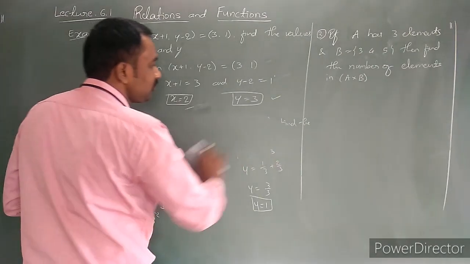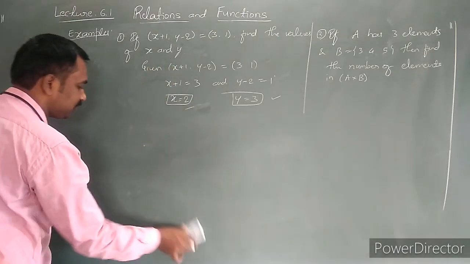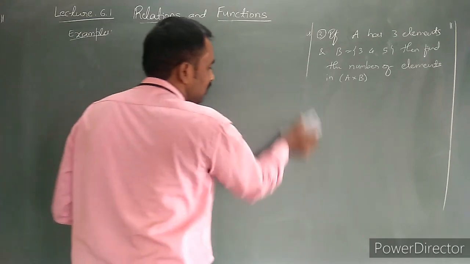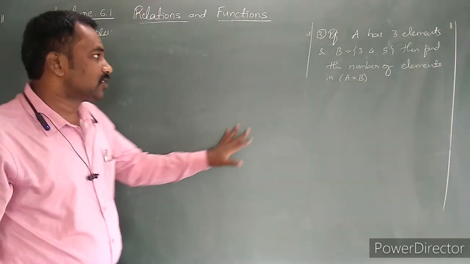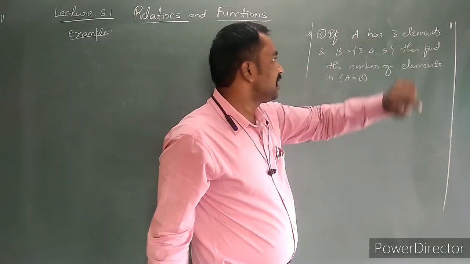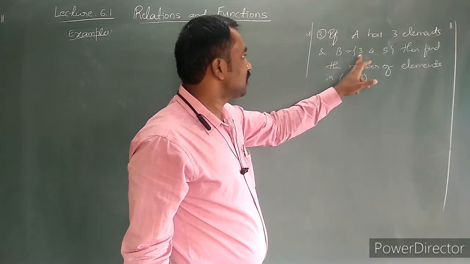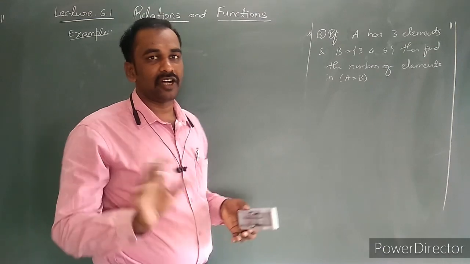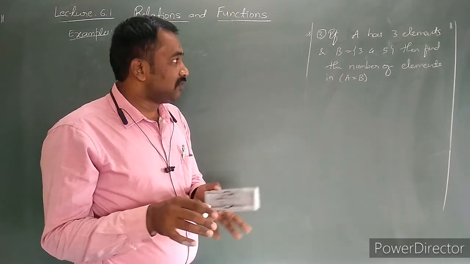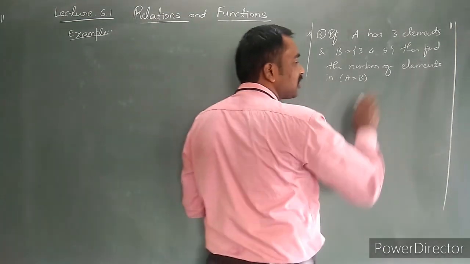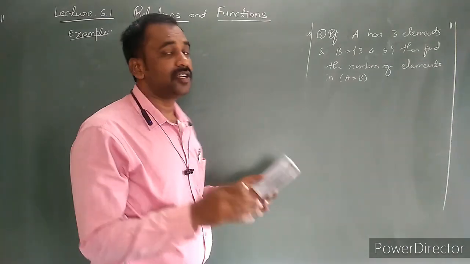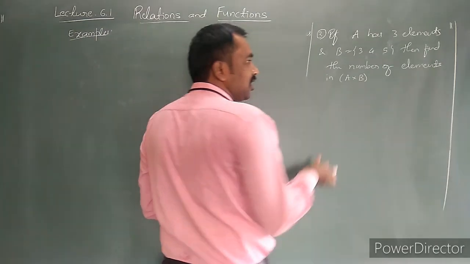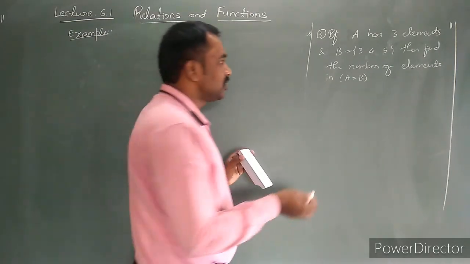Okay. What is given? Read the question carefully. If A has 3 elements and the set B is equal to 3, 4, 5, then find the number of elements in A cross B. They are not asking what the elements belonging to the Cartesian product A cross B are. They are asking how many elements are present in A cross B. To find the number of elements in A cross B, we already know the formula.